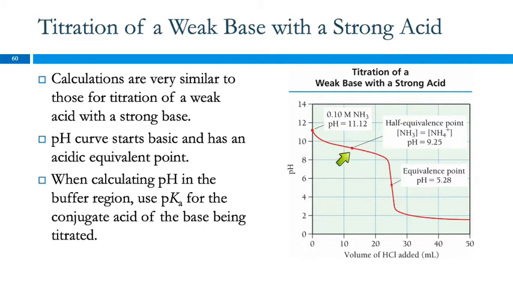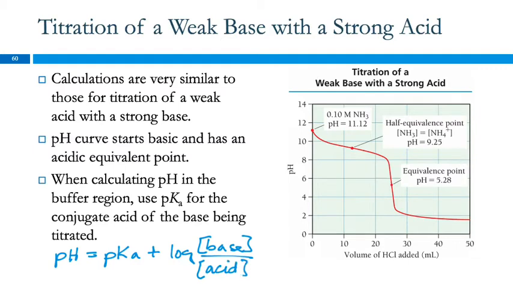Up here, we can use this pH equals something at the half equivalence point, but it is equal to the pKa. It's not the pKb. There's a Henderson-Hasselbalch equation. pH is equal to pKa plus the log of the base over the acid. At the half equivalence point, the weak base and the weak acid are equal.